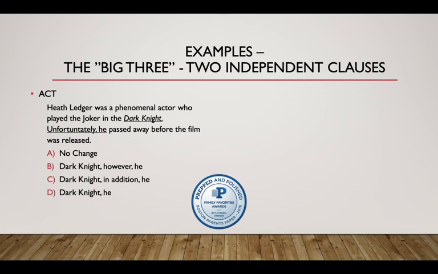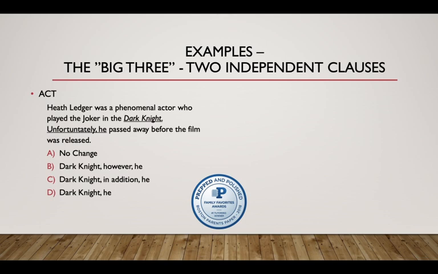I have a period, I have a comma, I have another comma, or I just get rid of unfortunately and just put a comma. Well, interesting thing with B and C. I don't know if any of you remember the live stream about non-essential clauses, but however, surrounded by commas, and also, in addition, surrounded by commas, are non-essential transitions, which means neither of them work. Because then you have Heath Ledger was a phenomenal actor who played the Joker in The Dark Knight. He passed away before the film was released. That's a run-on sentence, which is not good here. So I can get rid of B and C.